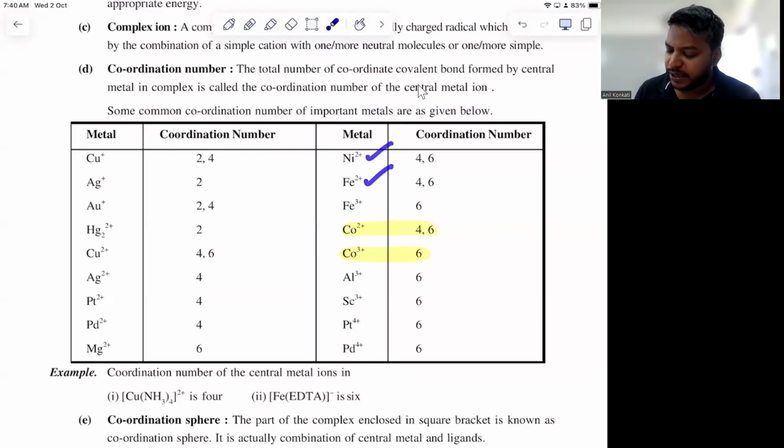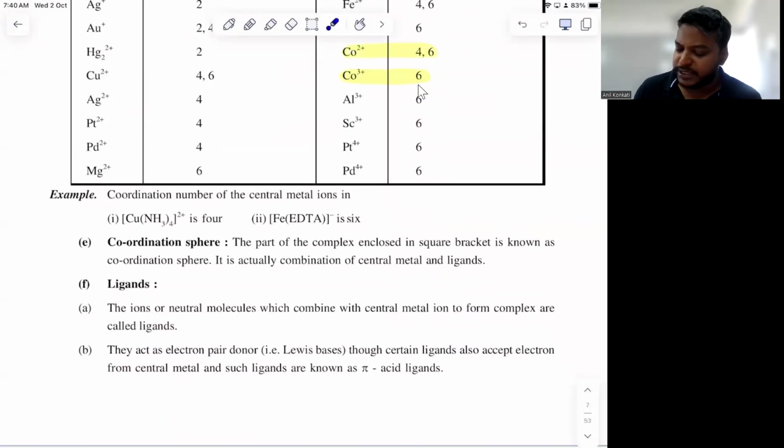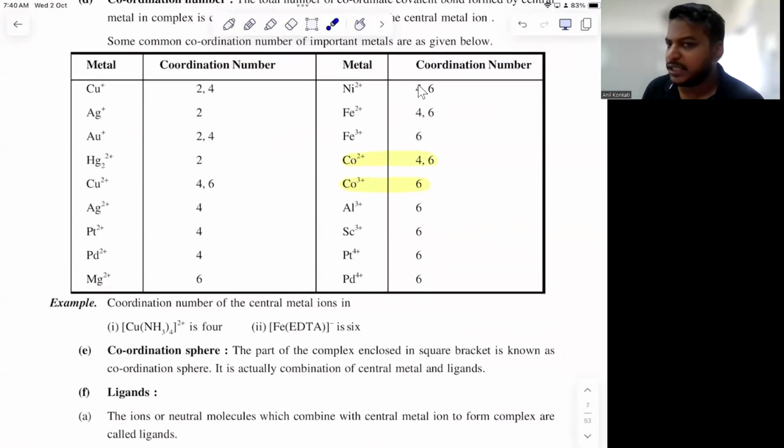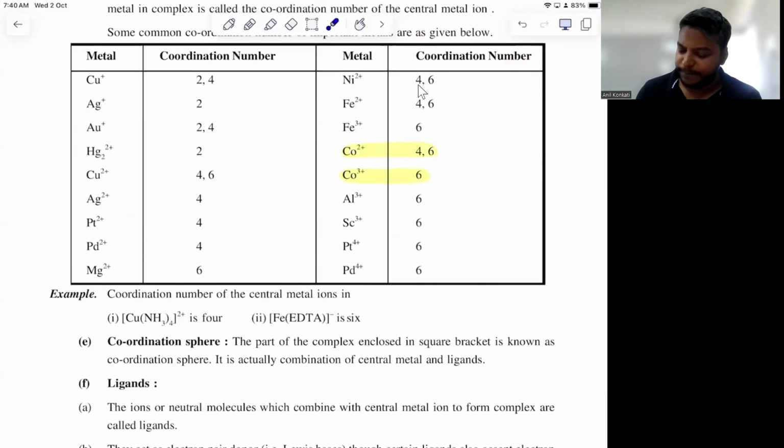Nickel 4 and 6. Iron 4 and 6. Plus 3 always 6. Cobalt plus 2, 4 and 6. Cobalt plus 3, 6. Al plus 3, 6. And the rest, all these higher oxidation states, are all 6. So we must understand how much coordination is observed in all these cases. Clear?